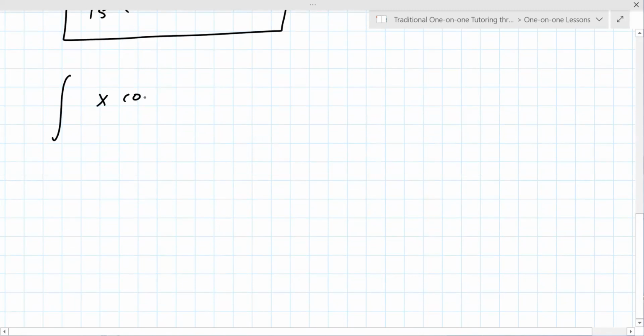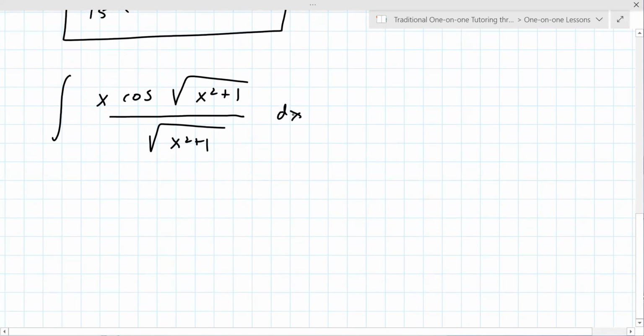Integral x cosine square root x squared plus 1 over square root x squared plus 1 dx. So the u is going to be x squared plus 1? It's actually the square root of x squared plus 1. Then the du is going to be, so it might be good this time to write it as x squared plus 1 to the 1/2, because when you take the derivative, you're going to use the power rule. 1/2 power means square root.